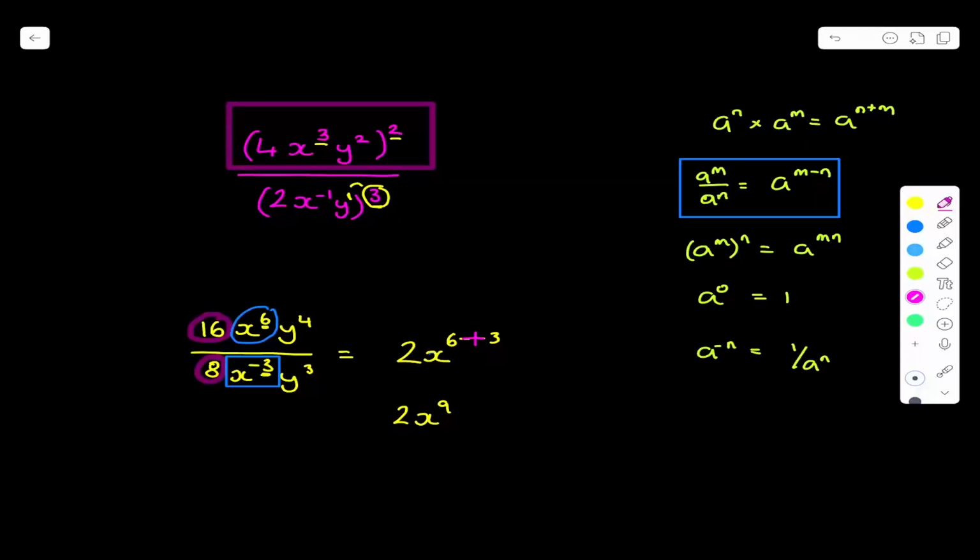The y's, we need to do the same. So you've got y to the 4 divided by y cubed. You subtract those indices. 4 take 3 is 1. And we don't need to write it. You just write y to the power 1, which we don't need to write. We don't need to write the exponent. So it should just be 2x to the power of 9 y. Solution.